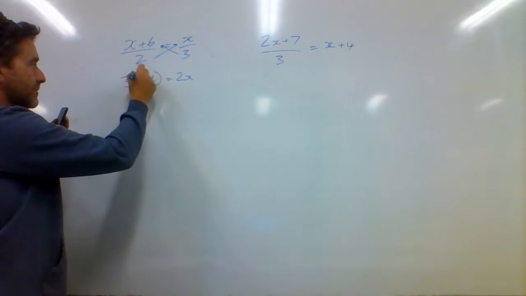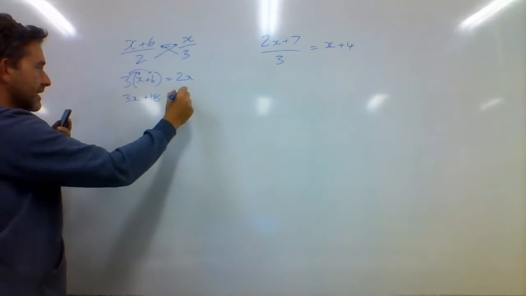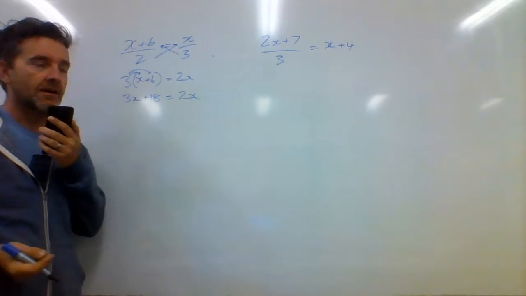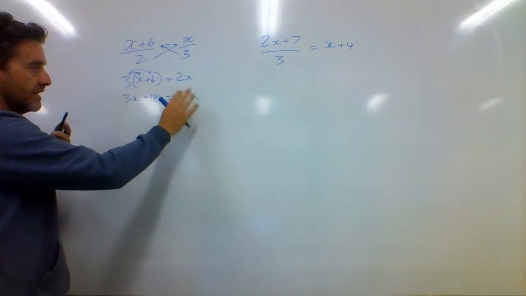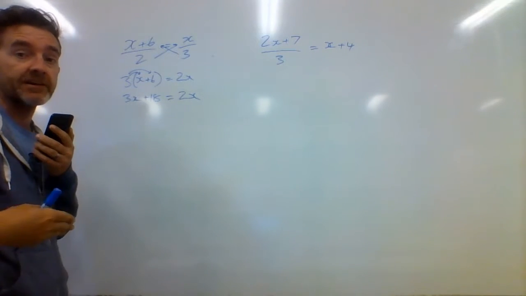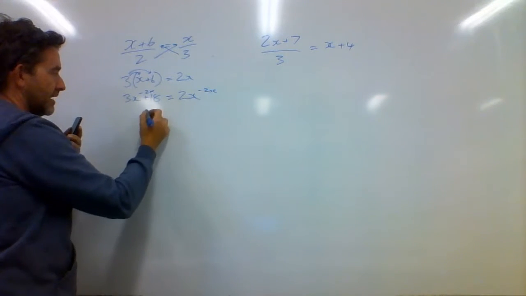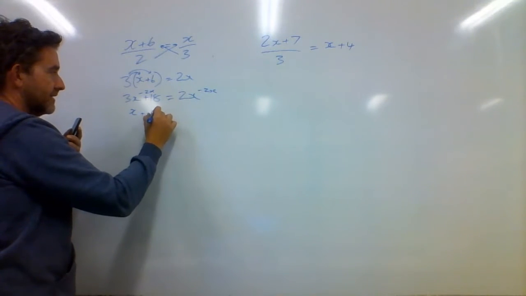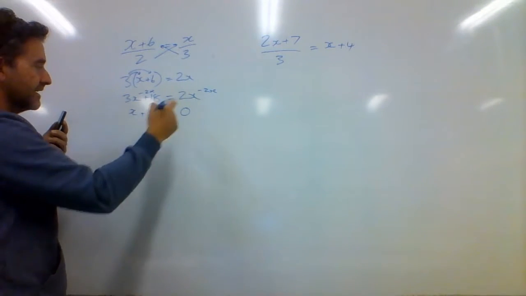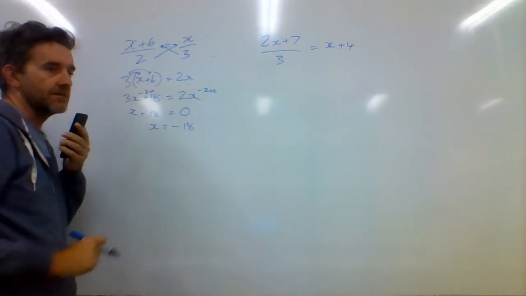I'll have 3 times x is 3x, 3 times 6 is 18, being equal to 2x. What do I need to do next? I need to get rid of the x's on one side. I'll get rid of them from over here because it's going to be easier to take away 2x than it is to take away 3x. If I take away 3x, I'll end up with negatives. So I'll take away 2x here, take away 2x here, and I'm left with x plus 18 being equal to 0. And if x plus 18 is 0, then x would have to be negative 18, because negative 18 plus 18 is 0.